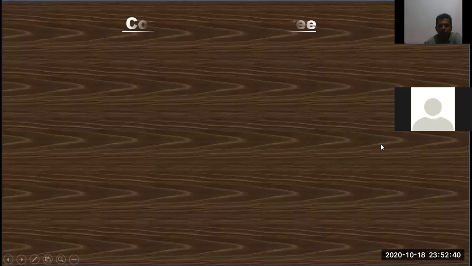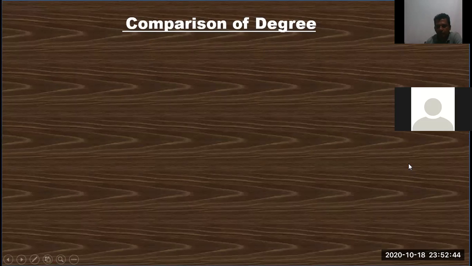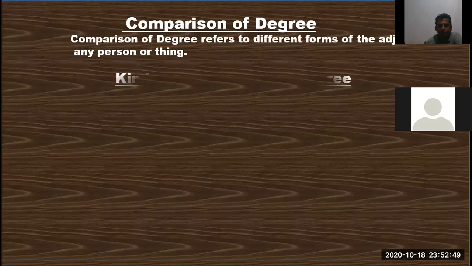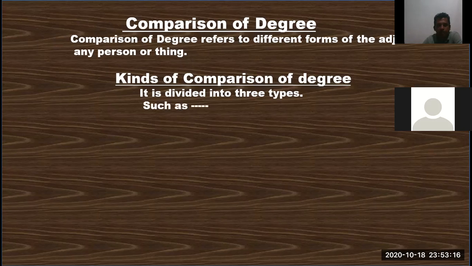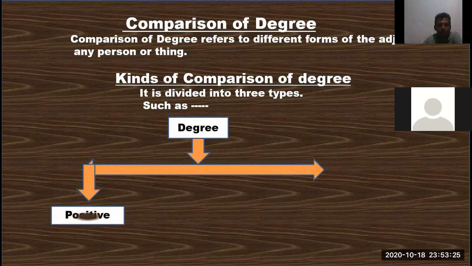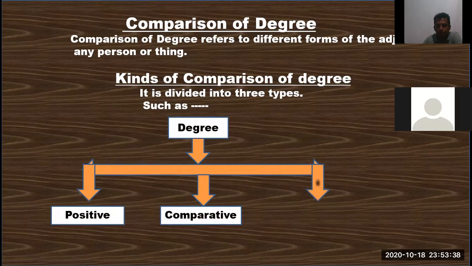Now, today's topic is comparison of adjective. Comparison of adjective refers to different forms of the adjective of any person or thing. It is the definition of comparison of adjective. Now, kinds of comparison of adjective. How many kinds of comparison of adjective are there? The comparison of adjective is of three kinds: the first one is positive, the second one is comparative, and the third one is superlative.